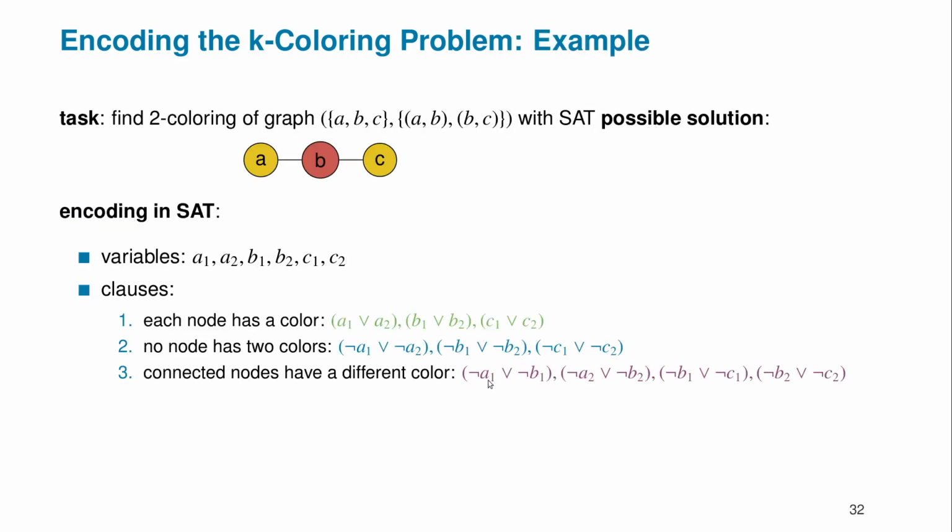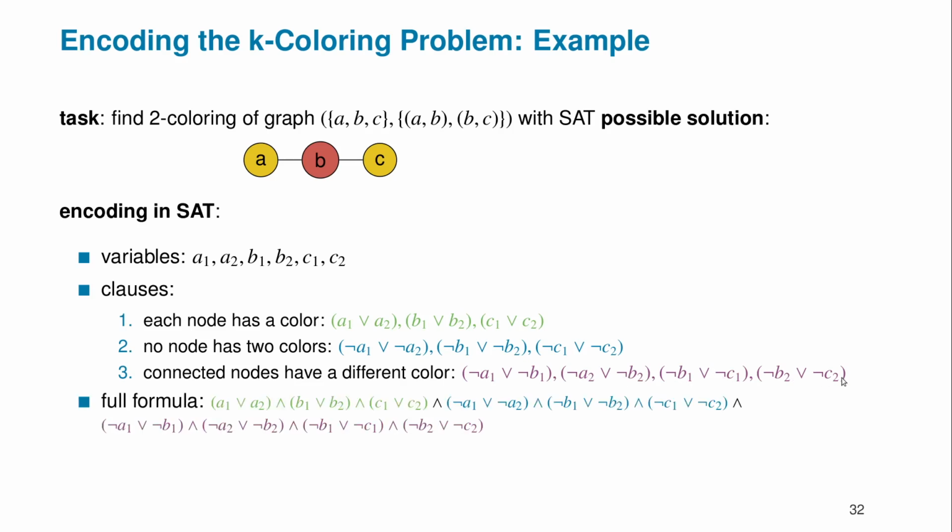So it cannot be that A and B have both color 1. It cannot be that A and B have both color 2. It cannot be that B and C have both color 1, and it cannot be that B and C have both color 2. And with this, we have now everything we need.